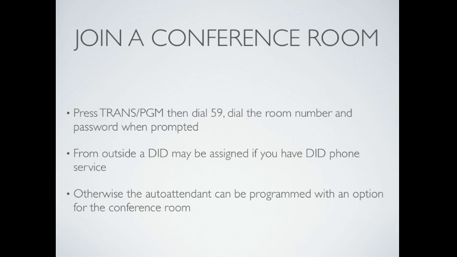To join a conference room, you'll press Trans Program, dial 59, dial the room number, and then the password if prompted. From the outside, a direct inward dial number may be assigned if you have DID phone service. Otherwise, from the auto attendant, an option can be assigned to go to the conference room.